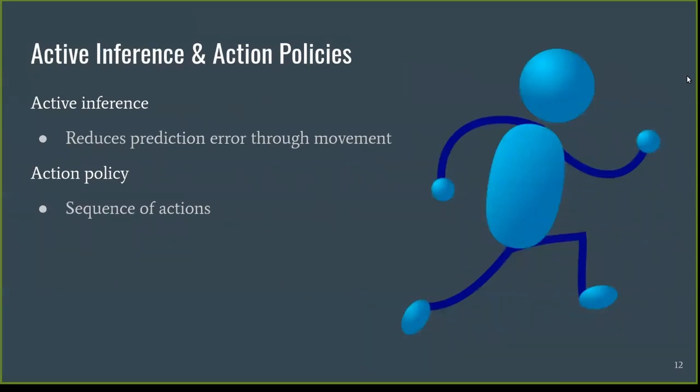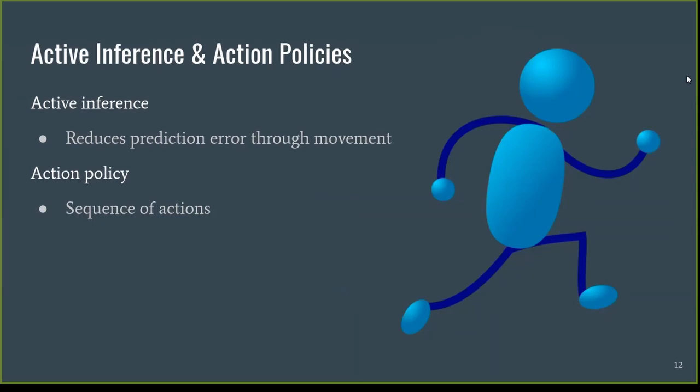Now, active inference and action policies. There's a second way to reduce prediction error, and that is through active inference. This is done by changing the sensory input rather than updating the model. And you do this by engaging the body in movement in order to achieve the input you want to get.